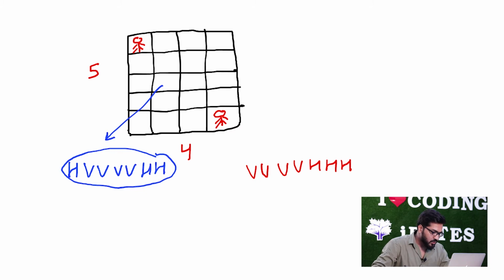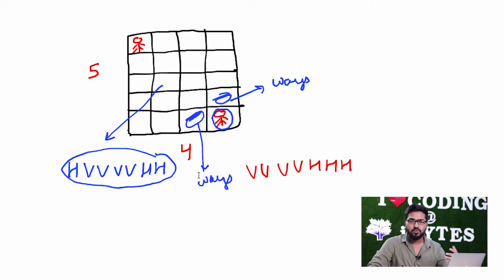Just try to consider that if the person is reaching over here, the last step he can take either from this particular box or this particular box, right? So the last step he will take from this box or this box. There is no other possibility from where he could have taken the last step. So if we can find the number of ways for this box and the number of ways for this box and add it up, that is going to be the total number of ways of reaching the bottom right.